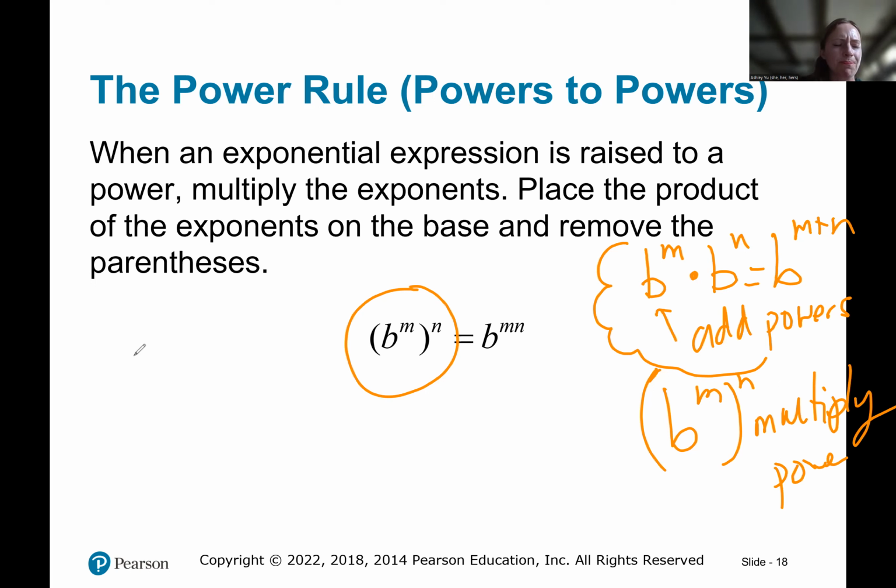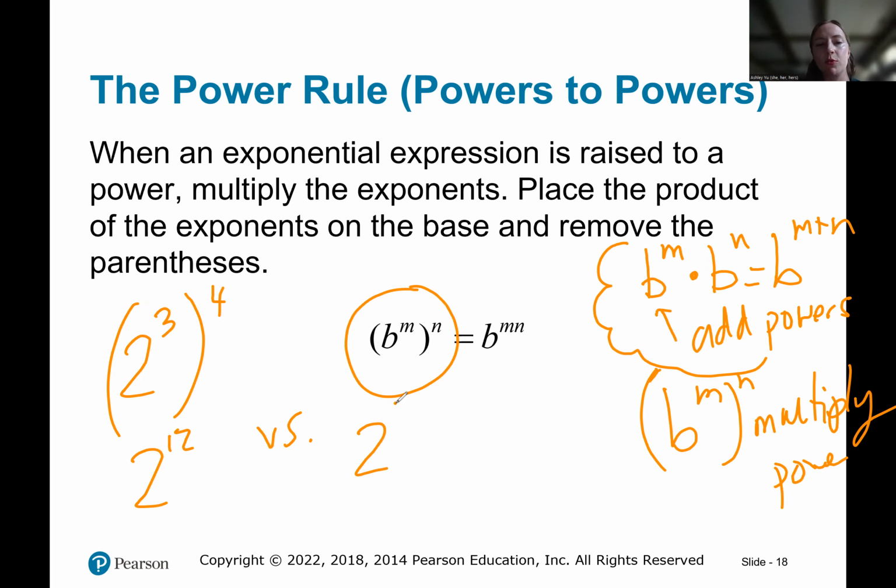So if you had 2 to the third and then to the fourth power, I would multiply those powers. 3 times 4 is 12. But versus if it was the old exponent rule, it would look more like 2 to the third multiplied by 2 to the fourth. Then I would add 3 plus 4, which is 7. So those are different problems, but they look very similar. You've got to be really careful. There are very subtle differences, but they're important. Oh, math.